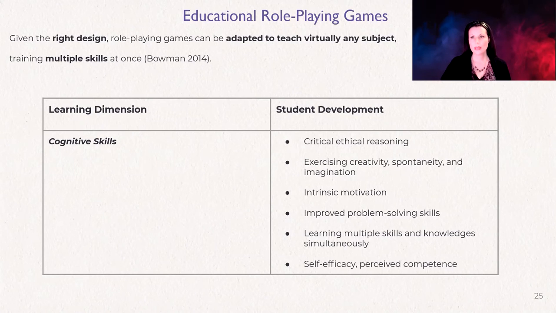So here we have three different learning dimensions, and these overlap quite a bit. Some might say that the distinctions are somewhat artificial, but I think in terms of categorizing, it can be really helpful to put things into certain buckets in order to make sense of them. So I have one category that I call cognitive skills, and this is more about using the brain in particular ways, thinking activities.